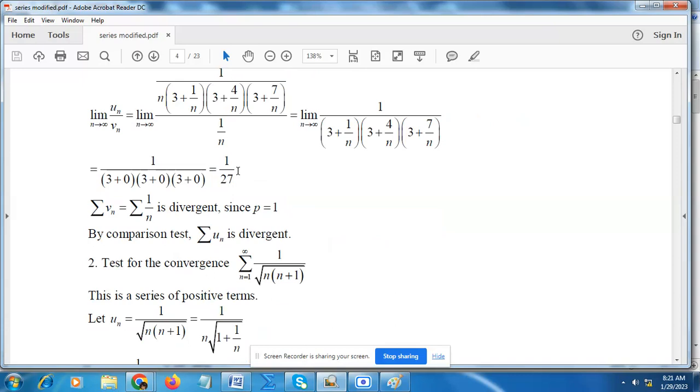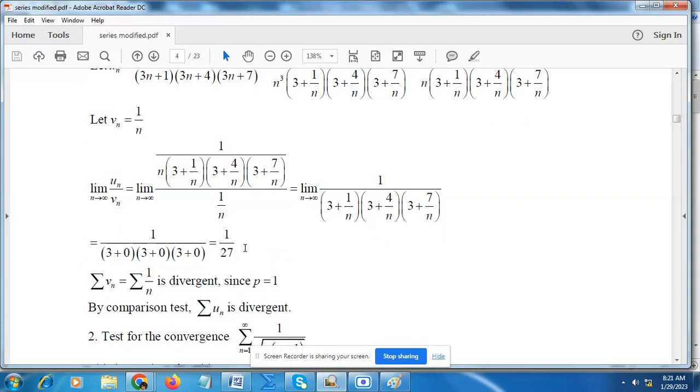So if it is 0, our test has not worked out. If it is non-zero, then you go for Vn. Yes, it is non-zero. Then go for Vn. Vn is 1 by n.